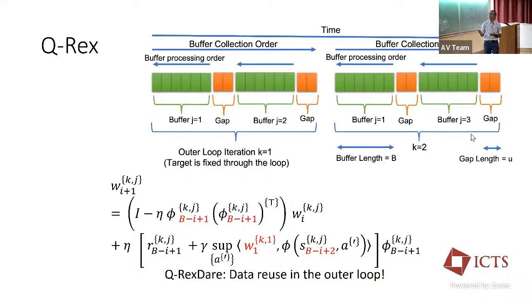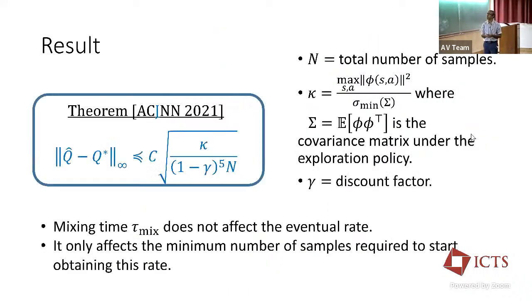So this is how the update looks. It looks a bit ugly, but it's not very complicated. As I said, for a given buffer collection, we use the same target, that is, this W1 is fixed throughout a buffer collection, and we just do reverse experience replay, that is, these points are processed in a backward manner. And in QRex DARE, basically we are reusing the data in this outer loop itself, but that's a technical thing.